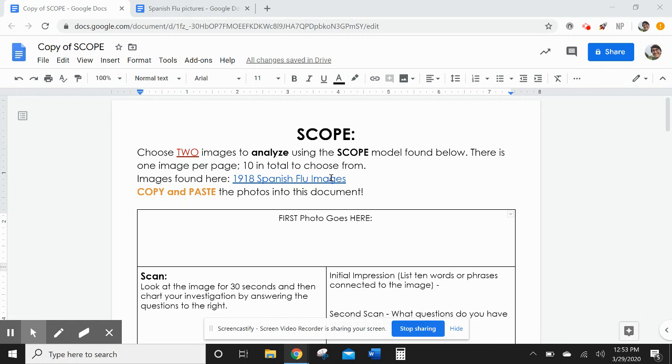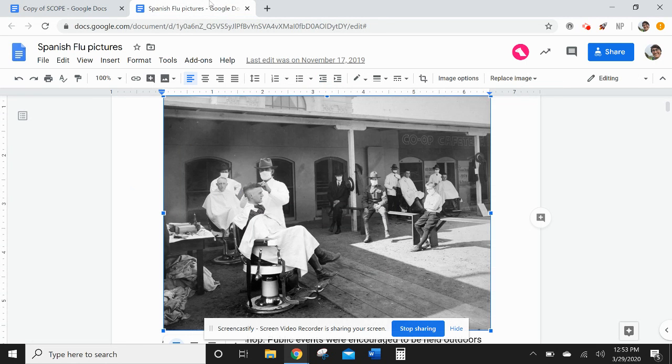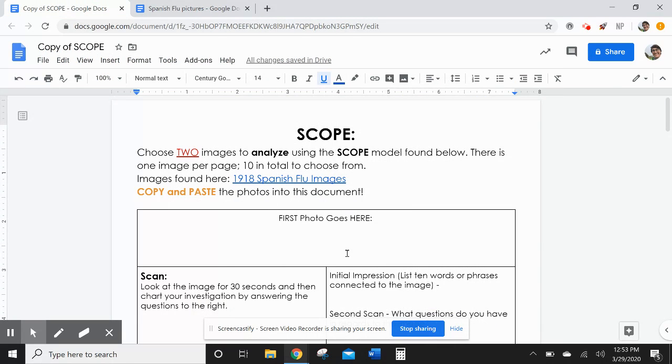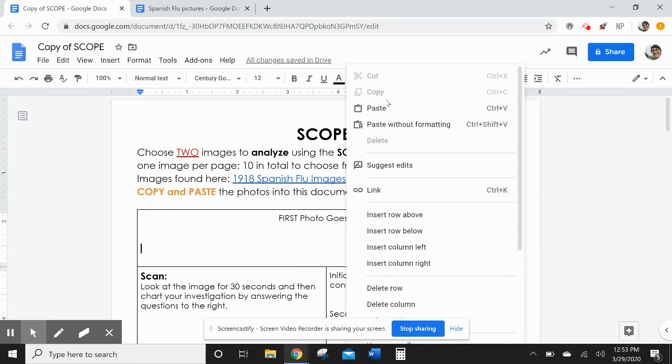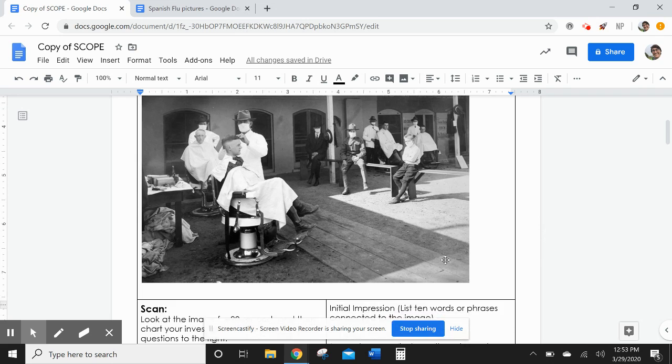The first thing that you're going to need to do is go to this link to open up the Spanish flu pictures. You'll choose a photo, click on it, and then copy it. Make sure that you're copying and pasting the image you chose into the document. This way I know what you're talking about, because the answers to the scopes are going to be different depending on the image that you chose.